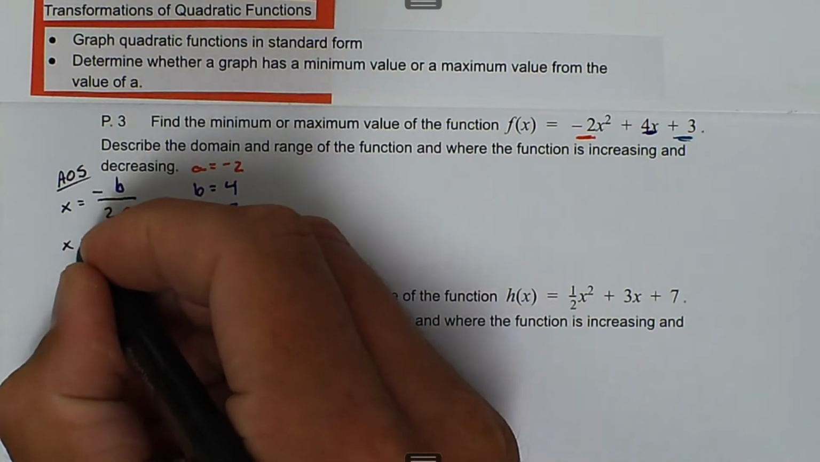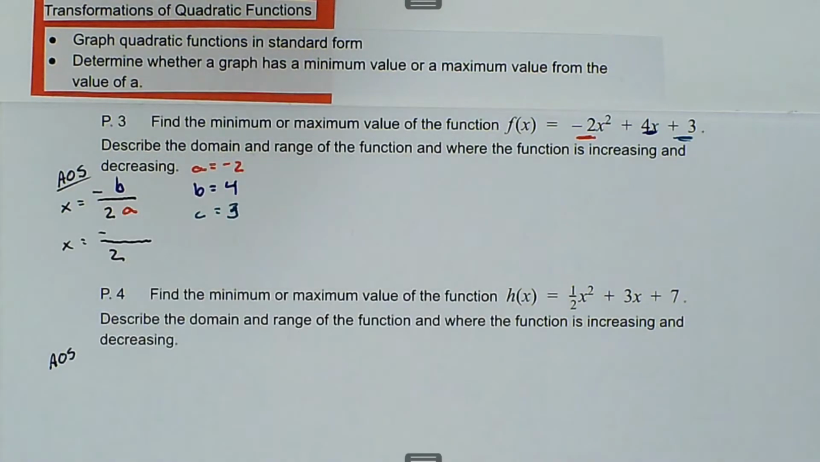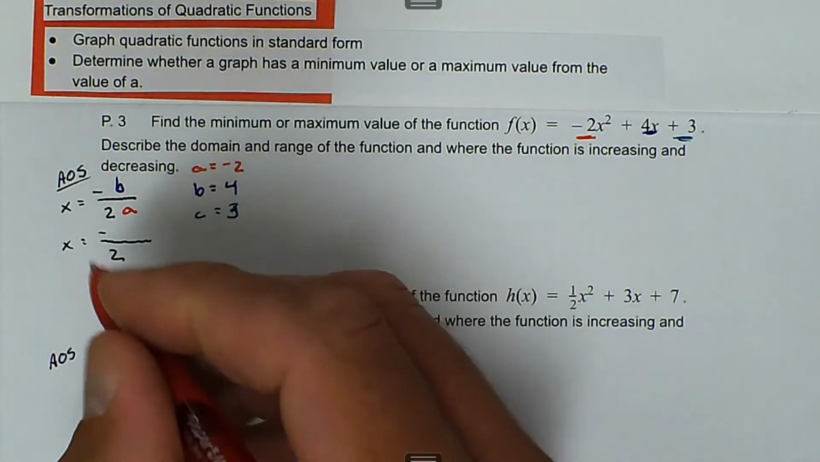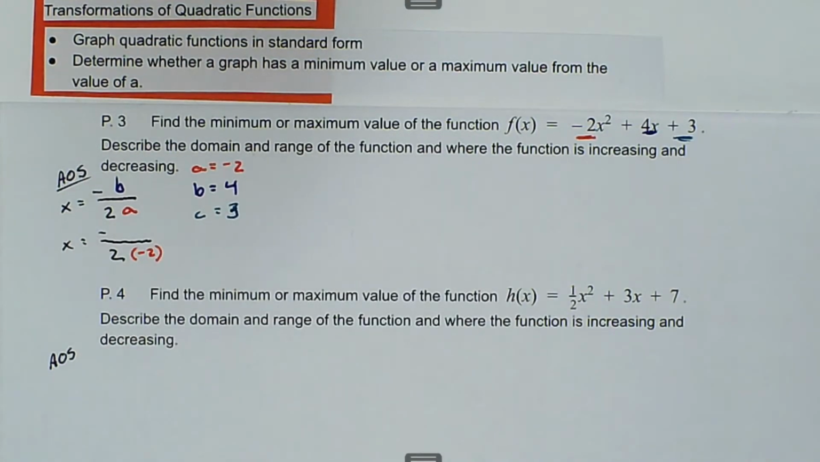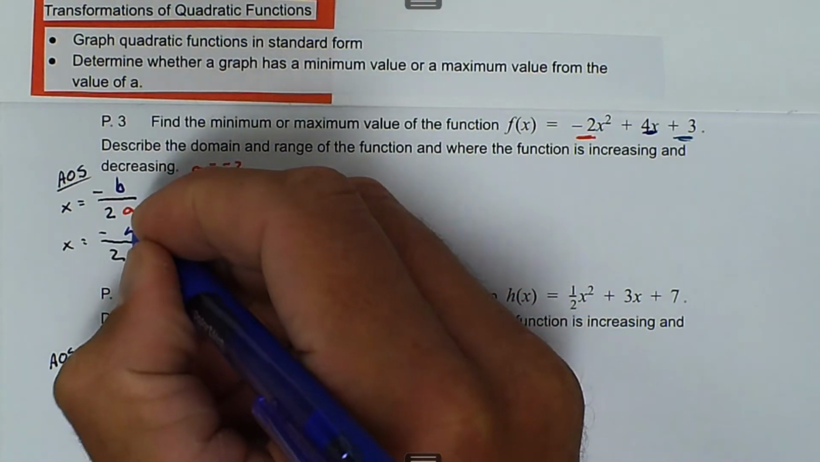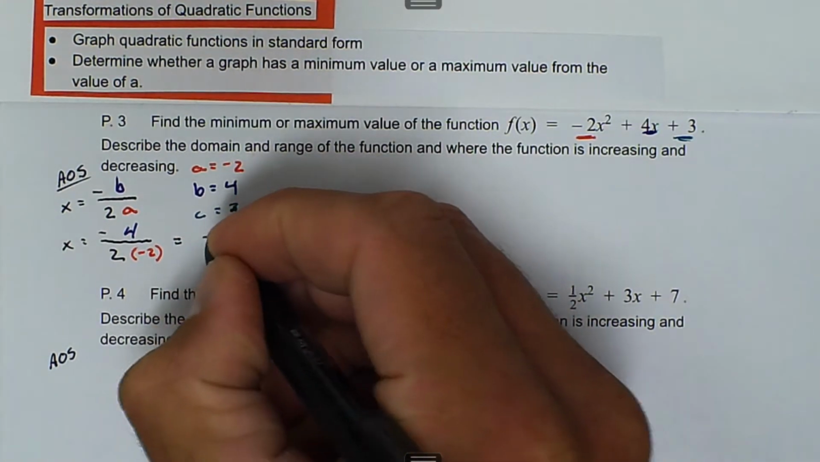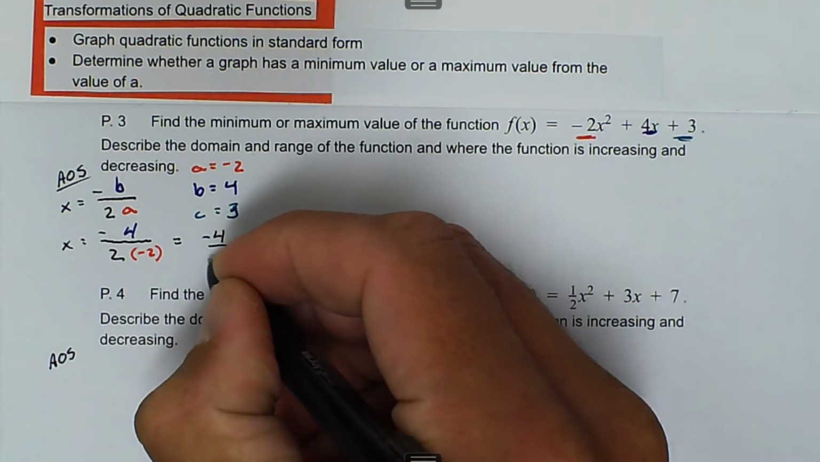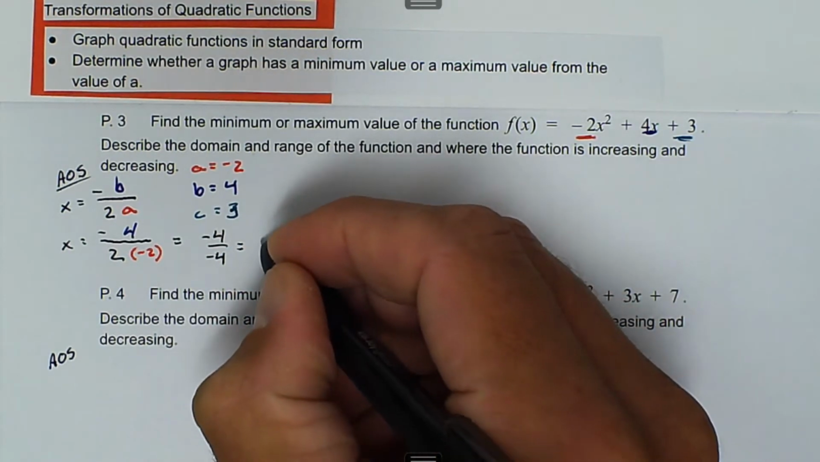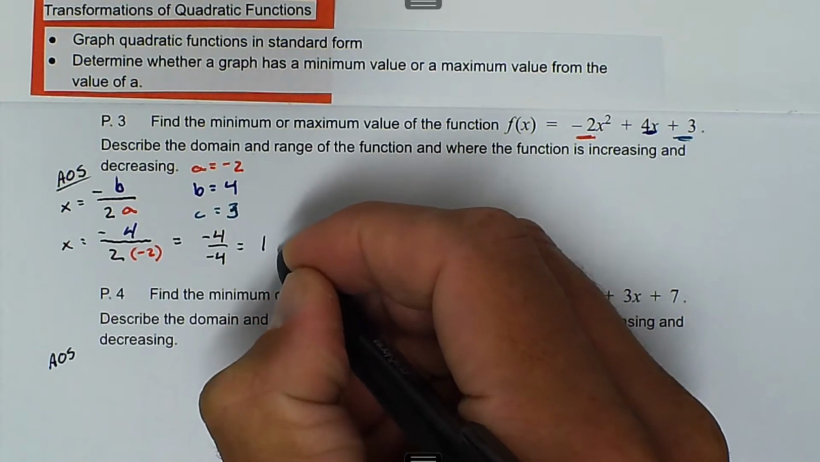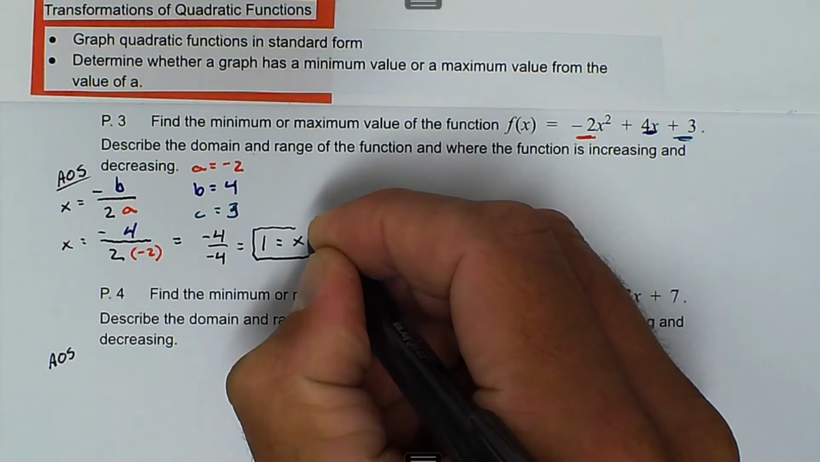So we can substitute those values in, and we get x is equal to, the negative stays, the divide sign stays, and the 2 stays. The only thing that changes, we substitute in a negative 2 and a positive 4. And what we get is negative 4 over negative 4, which is equal to 1. So that's our line of symmetry, x is equal to 1.